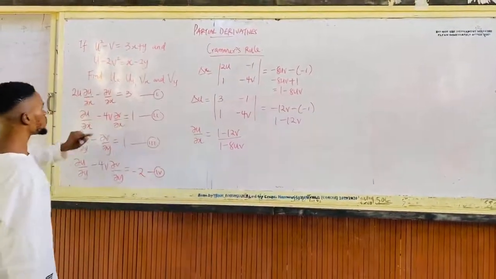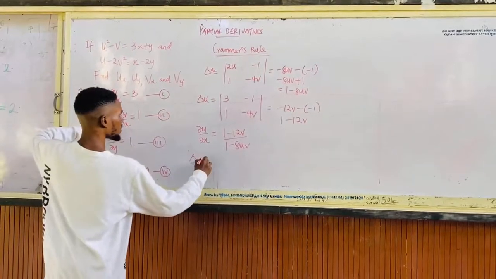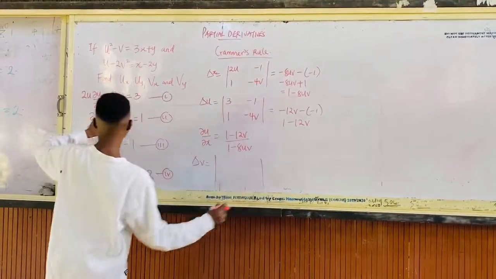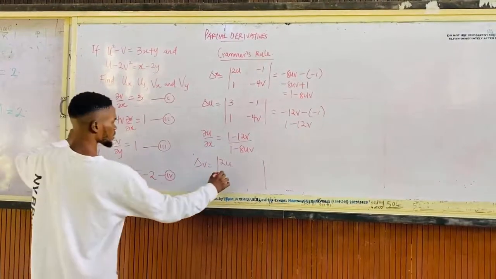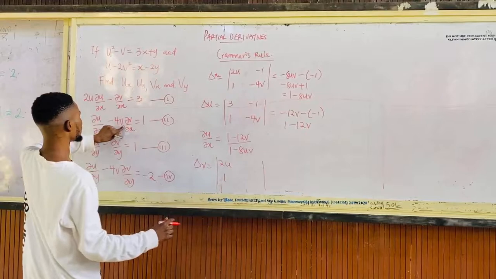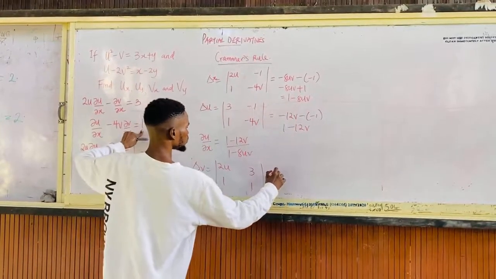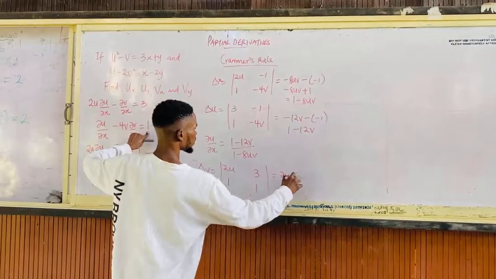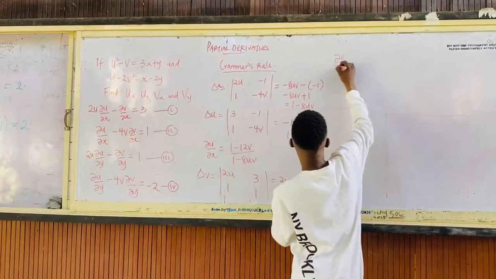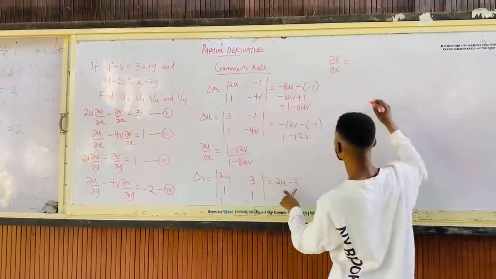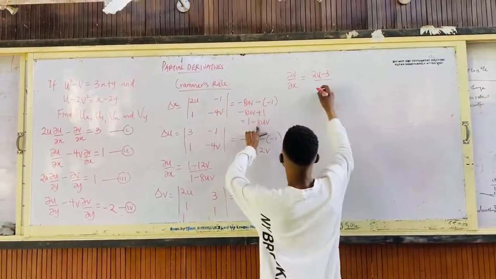So also, if we want to look for our del v del x, take the determinant. Now the coefficient of this, because we are not looking for the del u del x, is 1. But here we are looking for the del v del x. We don't take this, we take 3 and 1. So the answer is 2u minus 3. Now that means the del v del x will be this, 2u minus 3, all over 1 minus 8uv.